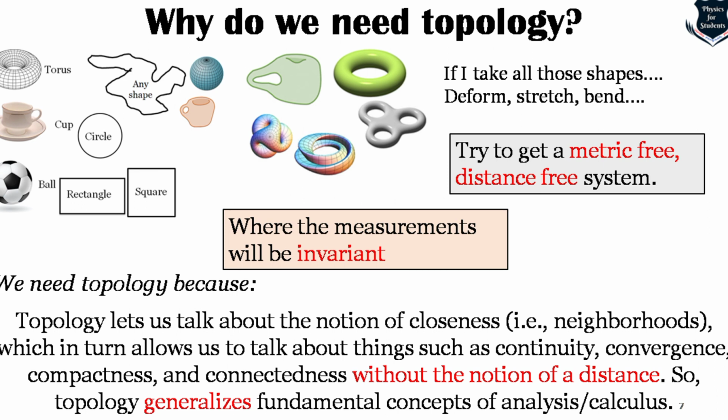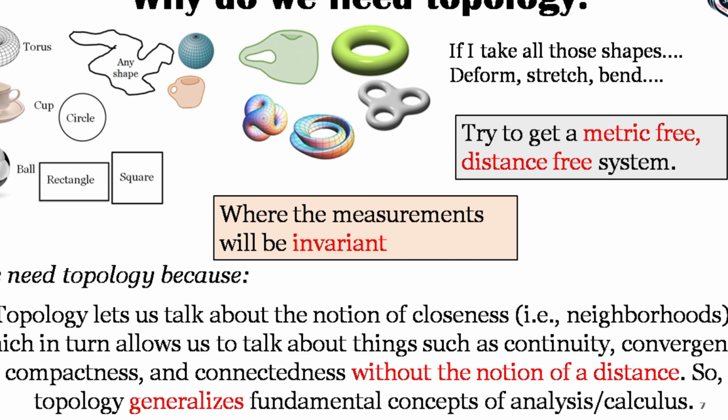And topology lets us talk about the notion of closeness, which in turn allows us to talk about things such as continuity, convergence, compactness and connectedness without the notion of distance. So topology actually generalizes fundamental concepts of analysis and calculus. So you see the basic core lies in getting platform free, in order to get a metric system where we are not dependent on a specific metric.